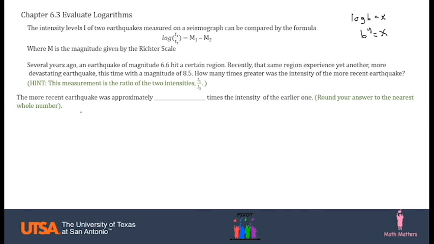Alright, so now let's start the problem. We're given that M1 equals 8.5 and M2 is 6.6. And now we're just going to plug the values into our equation. So we have log of I1 over I2 equals 8.5 minus 6.6, and that gives us 1.9.